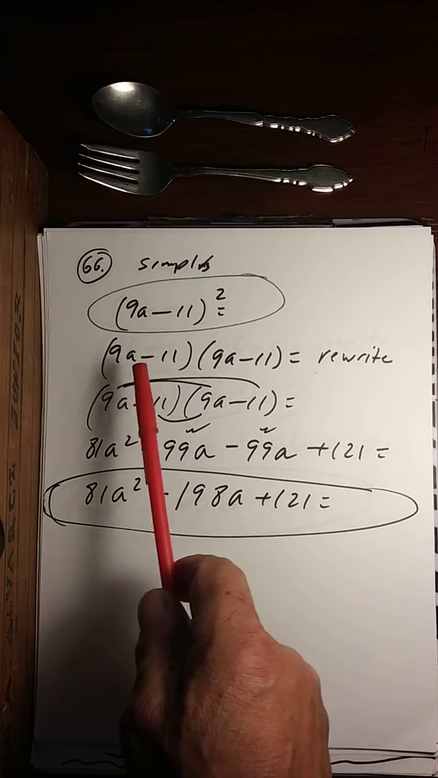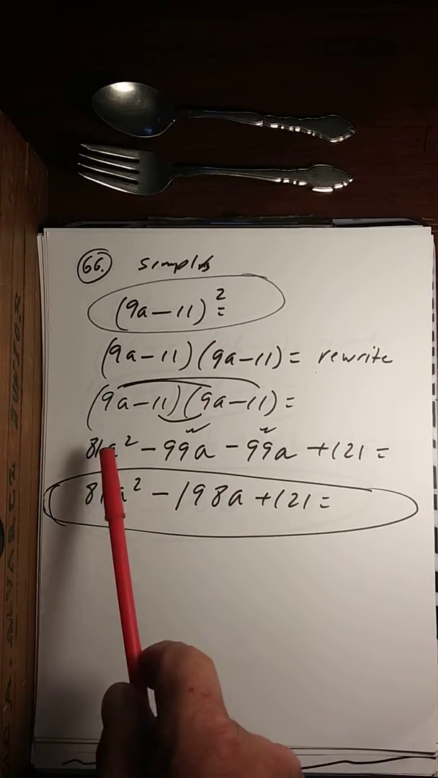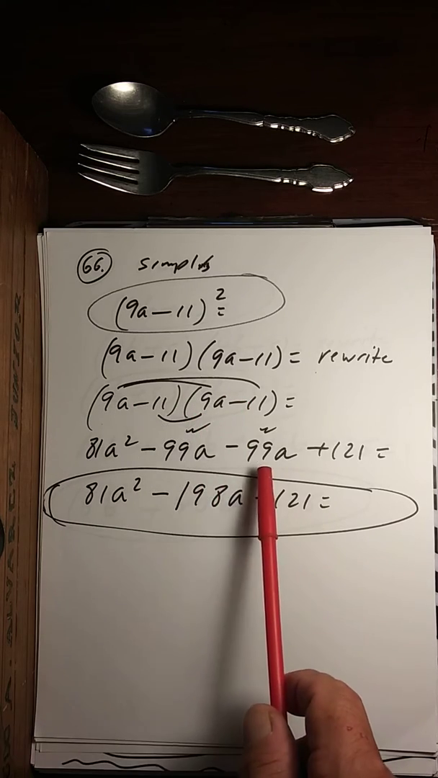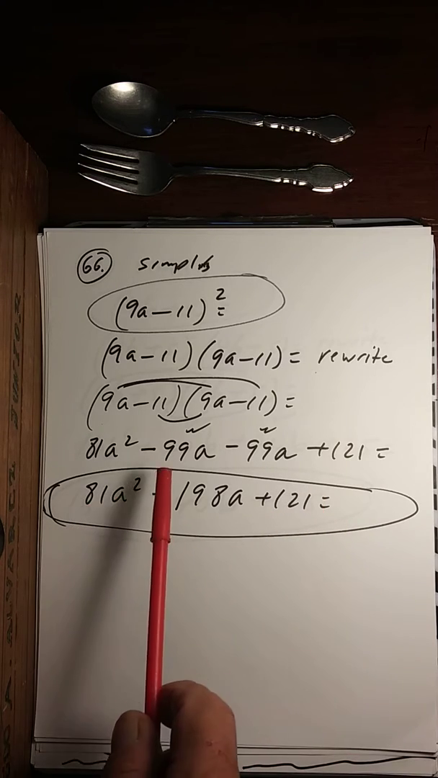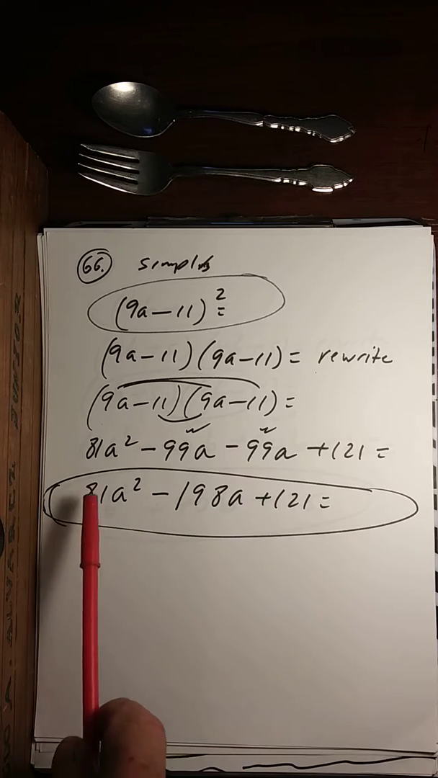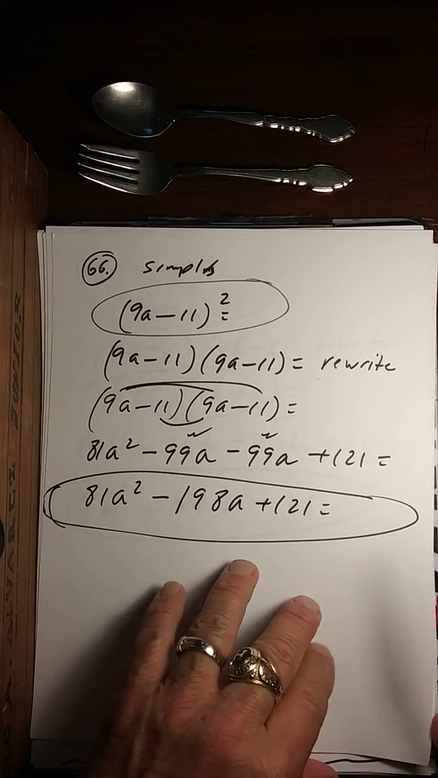9a minus 11 squared means do it twice. 9a minus 11, 9a minus 11, rewrite it. 9 times 9 is 81a squared. That turns out to be negative 99a. That turns out negative 99a. Negative times negative is positive 121. So we have 81a squared, and negative 99a and negative 99a is negative 198a. So 81a squared minus 198a plus 121.